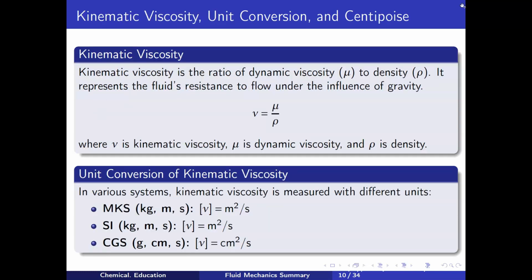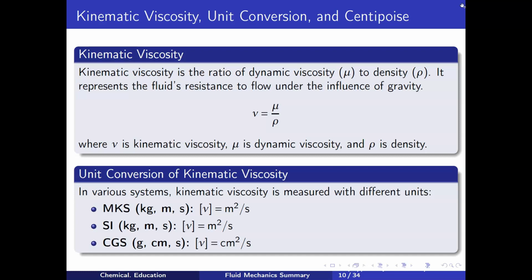Then coming to the kinematic viscosity. Kinematic viscosity is the ratio of dynamic viscosity to the density. It represents the fluid resistance to flow under the influence of gravity. So nu is equal to mu by rho. Here mu is the dynamic viscosity, nu is the kinematic viscosity, and rho is the density.